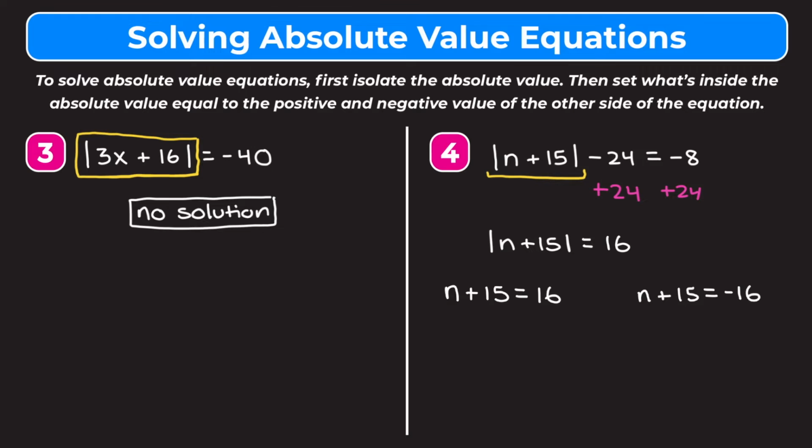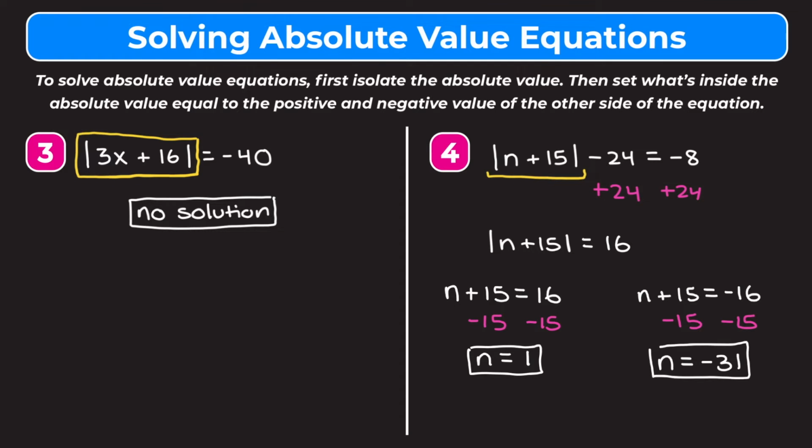And now we're going to solve each equation separately. So if we solve the left equation, we're going to subtract 15 from both sides. 15 minus 15 is 0, so we're left with n. And on the right, 16 minus 15 is 1. So we get that n is equal to 1. And for our right equation, we are also going to subtract 15 from both sides. On the left, 15 minus 15 is 0, so we're left with n. And on the right, negative 16 minus 15 is negative 31. So we get that n is equal to 1, or n is equal to negative 31.